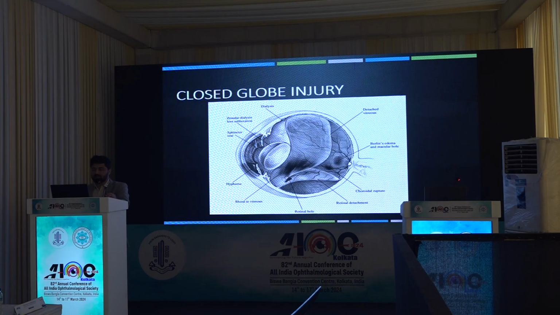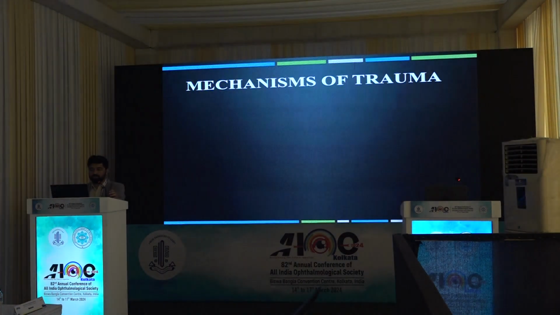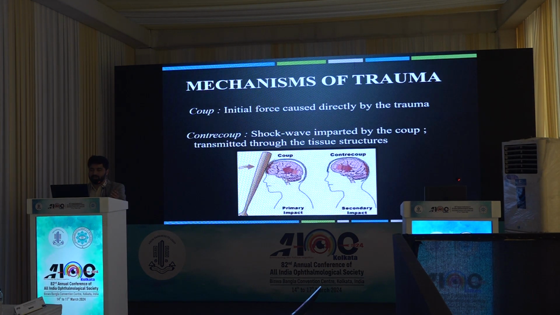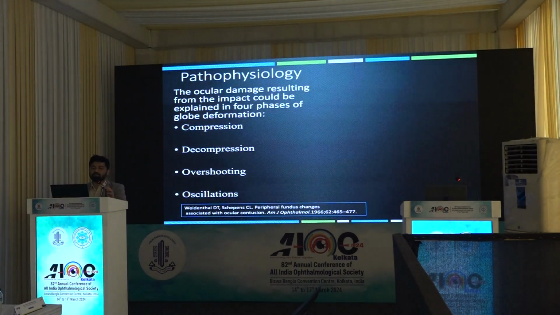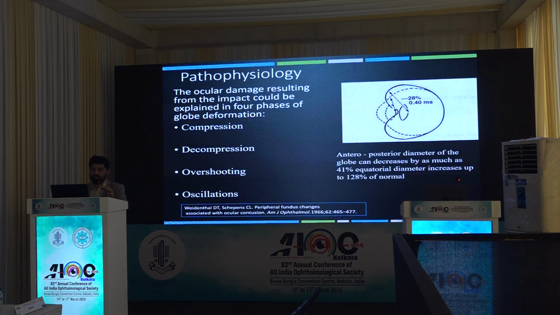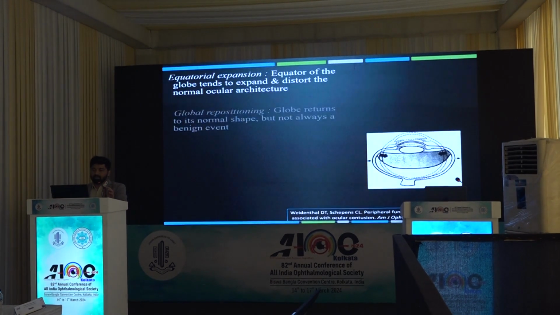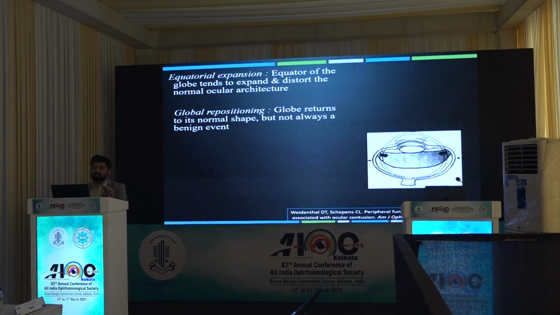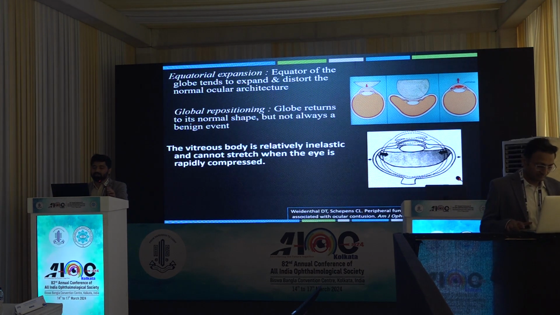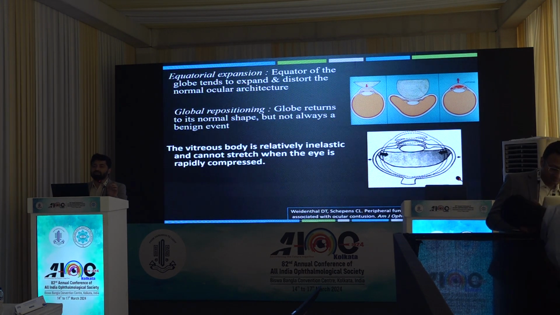I'll explain the same. The mechanism in closed globe injury is that there could be coup and countercoup injuries. Coup means the initial force caused directly by the trauma. Countercoup is because of the transmitted shock wave. In closed globe injury, there will be compression, decompression, overshooting and oscillations. Once it comes back to the normal position, it is not always a benign event. The reason being the vitreous is relatively inelastic and cannot stretch when the eyeball is rapidly decompressed. That's where most of the problems happen, and the vitreous will start pulling on the retina and can cause bleeding and other problems.